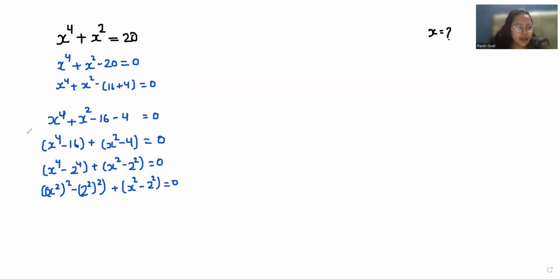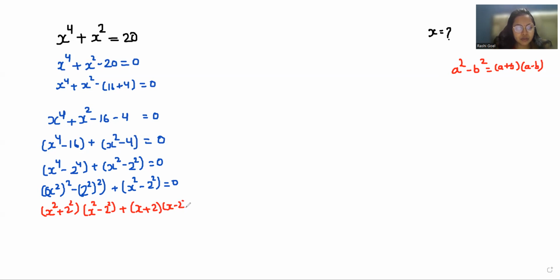Now I am going to use a very famous identity, that is a square minus b square, which is equals to a plus b times a minus b. So it becomes x square plus 2 square times x square minus 2 square, and here again I'm going to use this identity, so it becomes x plus 2 times x minus 2 is equals to 0. So x square plus 2 square, and this becomes x plus 2.